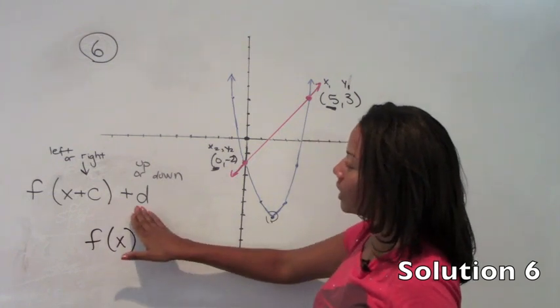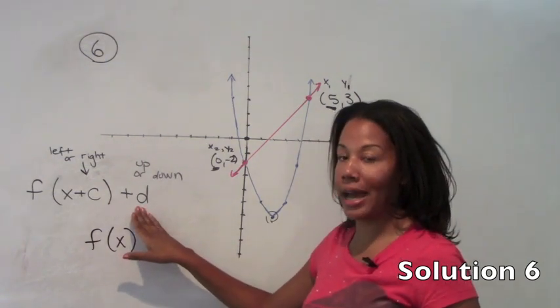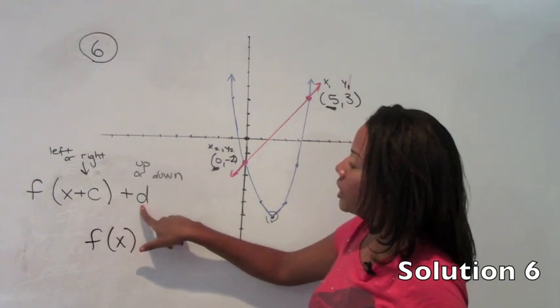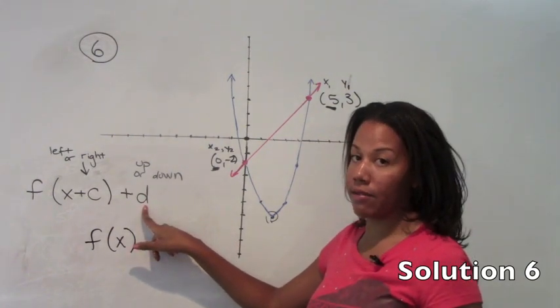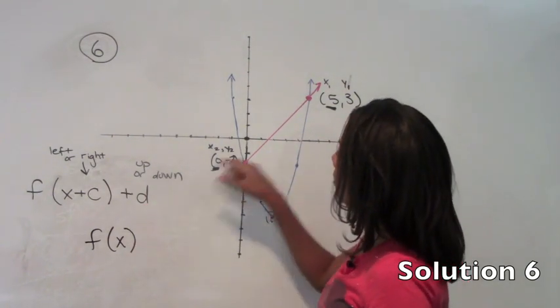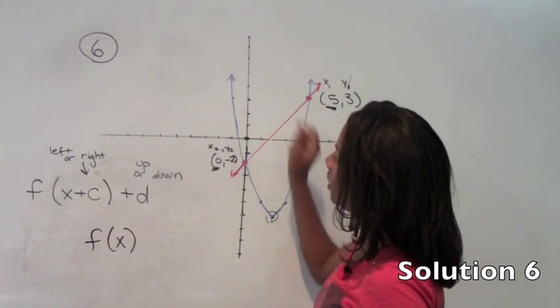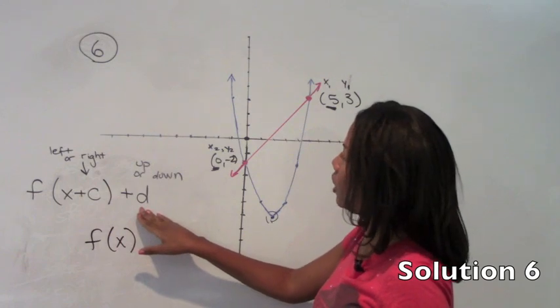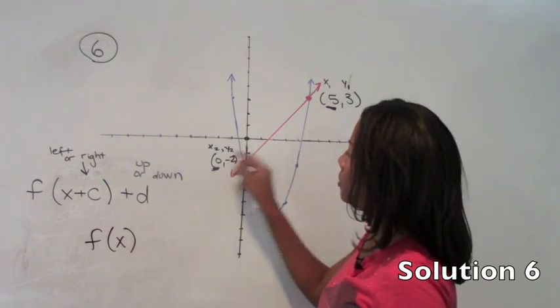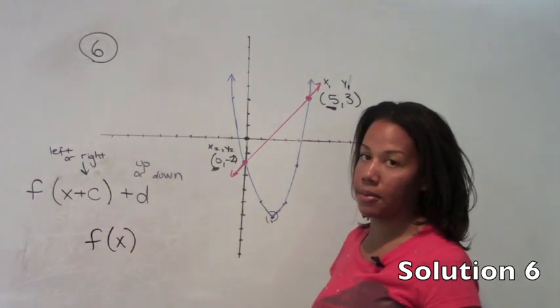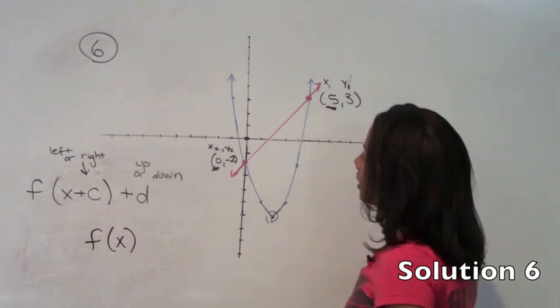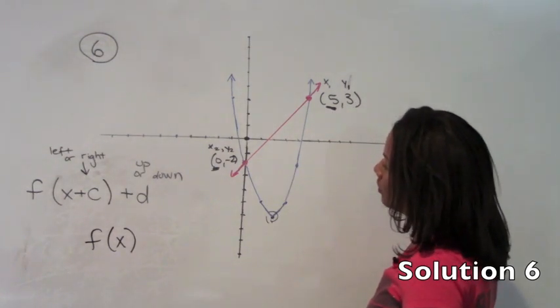Then this number out here tells you if you're shifting it up or down, and how many units. So let's say this D was a positive 3. It means you would shift this up 3 units. So if your vertex was here, you would shift it up 3 units. If this was minus that number, like minus 3, you would shift it down 3 units. Okay? So what we have to look out for here is how many units we've shifted it over.